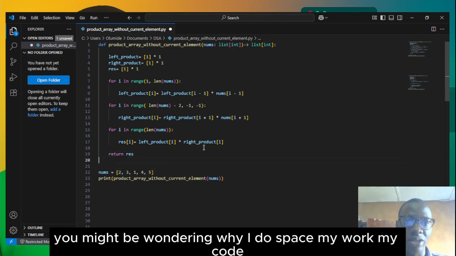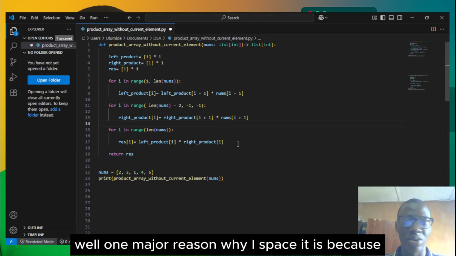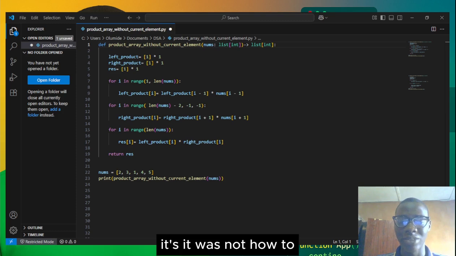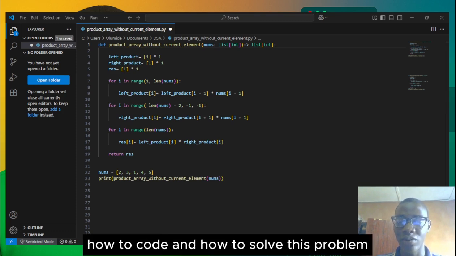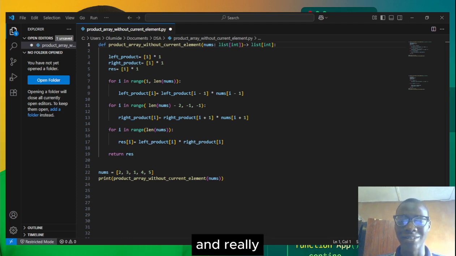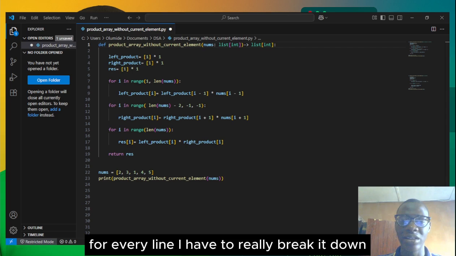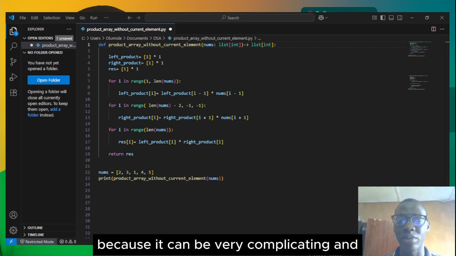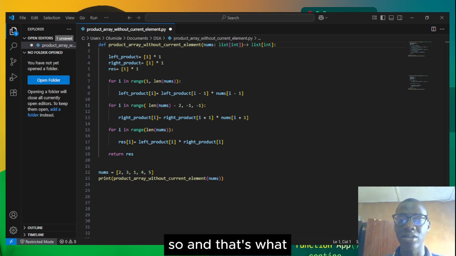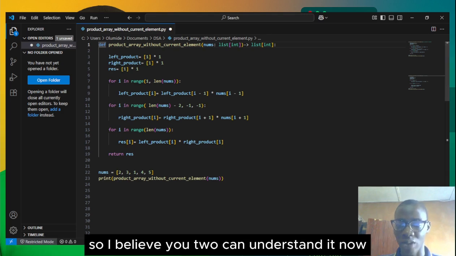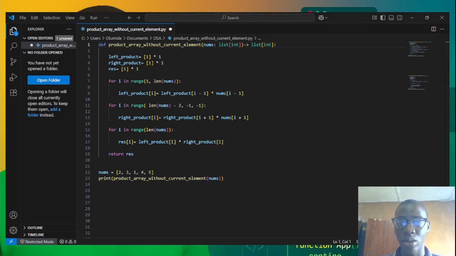You might be wondering why I space my code. One major reason is that while I was learning how to code and how to solve DSA problems, it was not very easy. It takes time, and for every line I had to really break it down. I have to space it very well, because it can be very complicating and intimidating. That's why it's now part of me to always space my work. So I believe you too can understand it now.